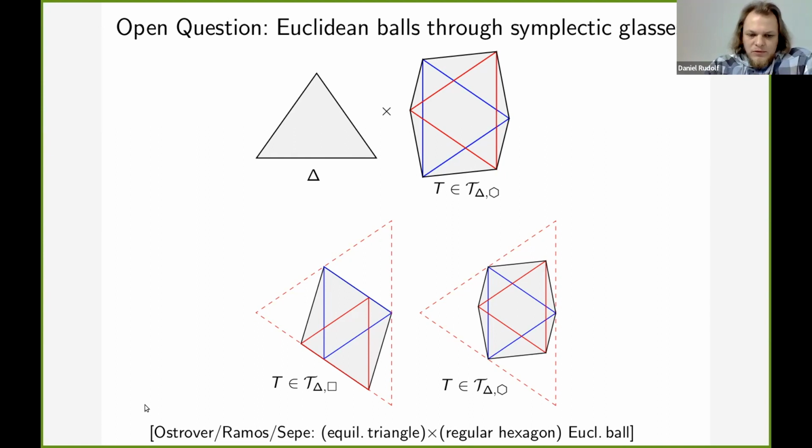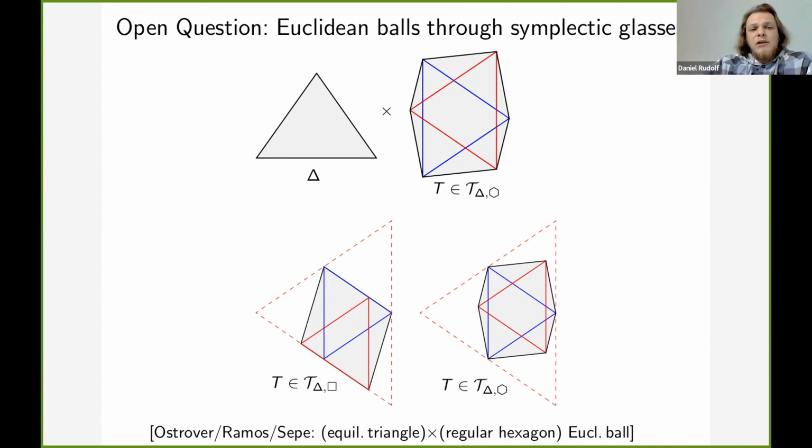I have to say here that recently Ostrover, Ramos, and Sepe announced that they are able to prove that the Lagrangian product of an equilateral triangle and a regular hexagon is in fact a Euclidean ball. This is not published so far, but if this is true, then this would mean that all equality cases known for this Lagrangian setting are symplectomorphic to a ball.